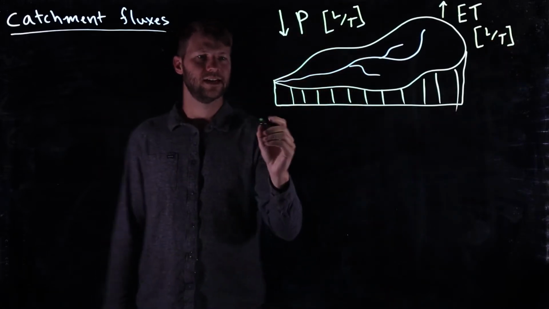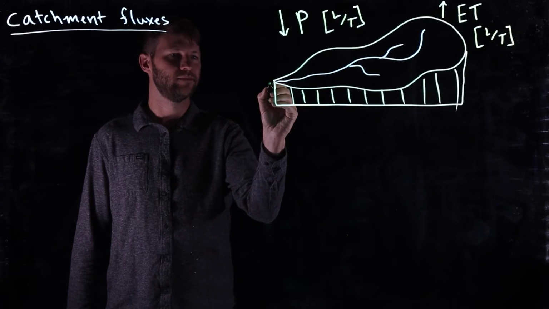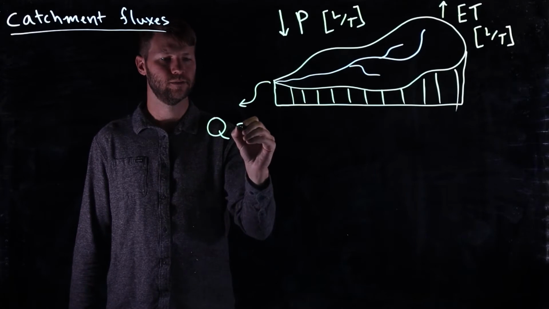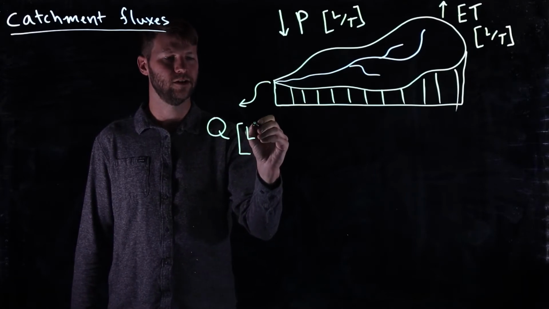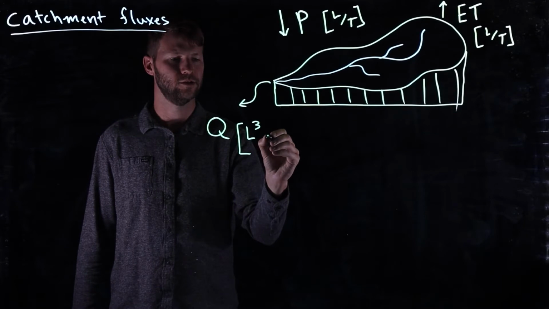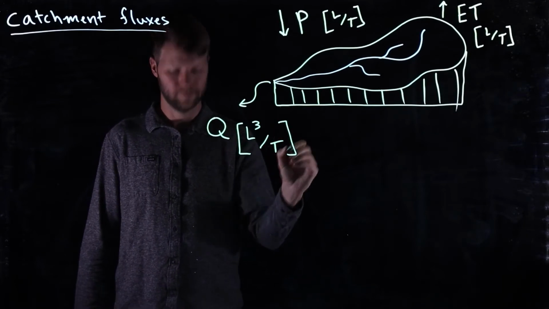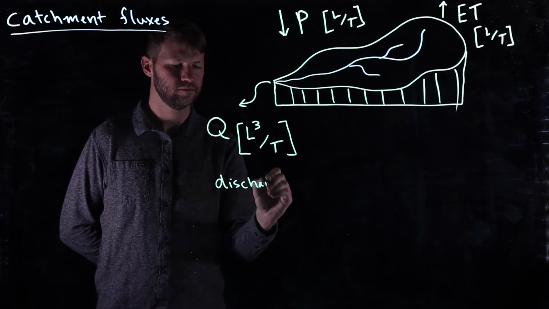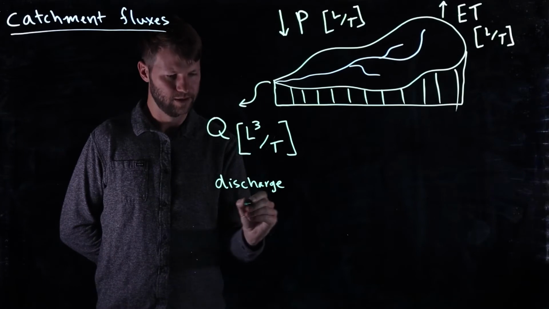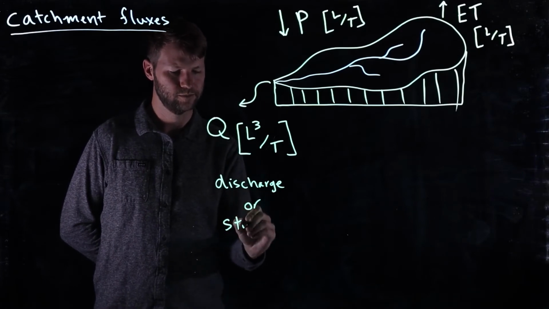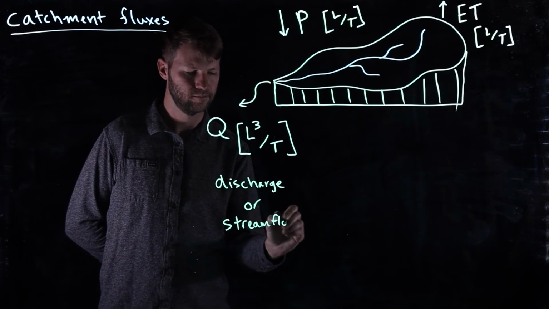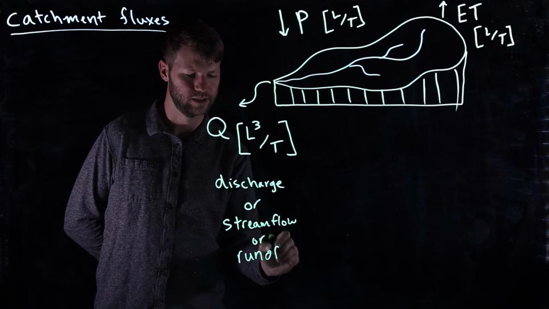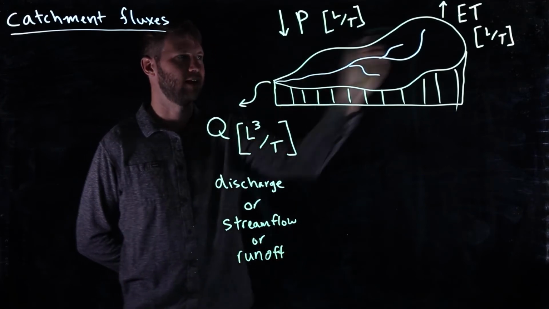There's one other flux that's commonly considered to be coming out of the catchment, and that is the stream discharge, which is typically denoted as Q, and commonly has units of volume per time, length cubed per time. And you'll hear people use the word discharge, and this is the same as stream flow. And it's also the same thing as runoff. Although sometimes when we talk about runoff, we're talking about this flux divided by the catchment area.